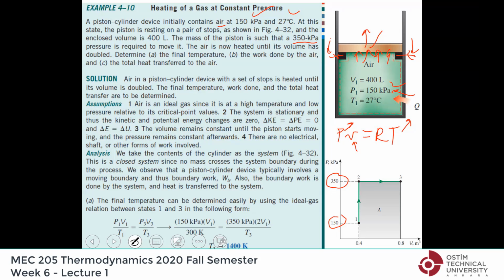Then the process ends when the volume doubles. So initial volume is 0.4 cubic meter. That means the final volume is 0.8 cubic meters. And the question is, what is the final temperature? What is the work done by air as it is expanding? And what is the total heat transferred to the air? So what is this Q here? Is the question clear?